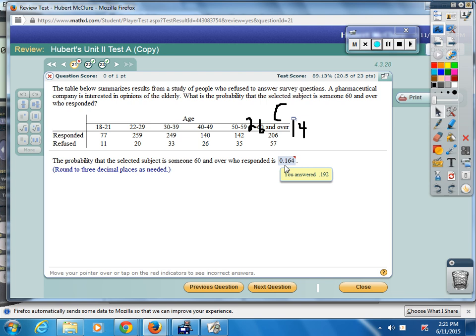What is the probability that the selected subject is someone 60 and over who responded? It should be 206 over the... It's 1255 on the bottom. You have the wrong denominator. I'm not going to ask y'all for any more input. So it would have been 164. So we did the mechanics right. Y'all just gave me the wrong numbers. Yeah. Thank y'all.